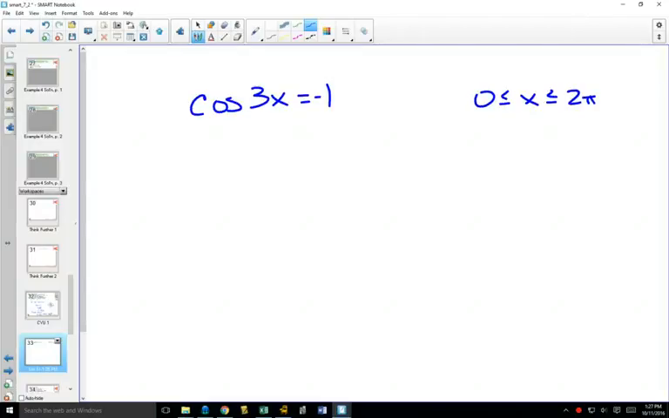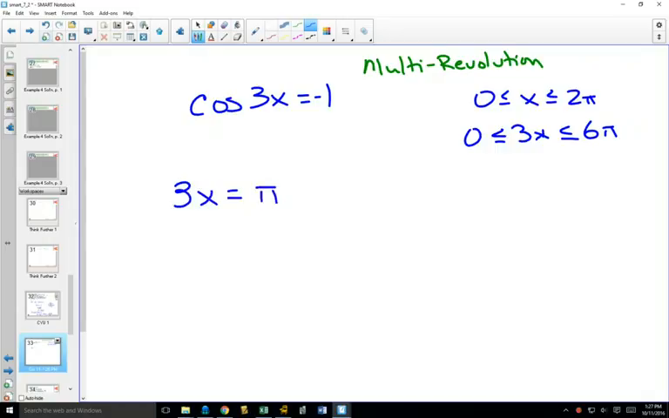But what kind of question is this with a 3x? Do you remember the name? Multi-revolution. That was the name that we gave to this kind of question. What do we do with a multi-revolution? That means that if x is between 0 and 2 pi, 3x would be between 0 and 6 pi, 3 times around. So you're right in saying that it's equal to -1 at pi. So our angle has to equal pi for that to work. But that's only the first time around the circle.